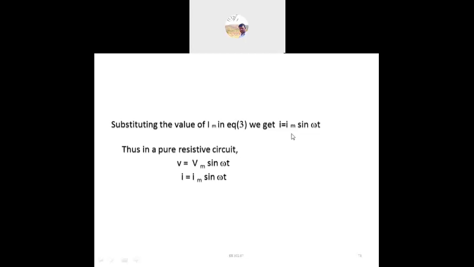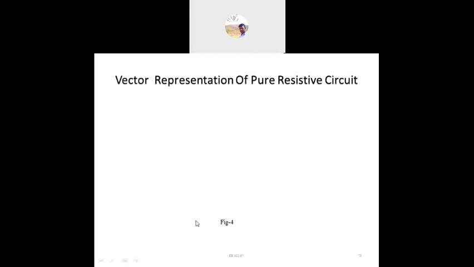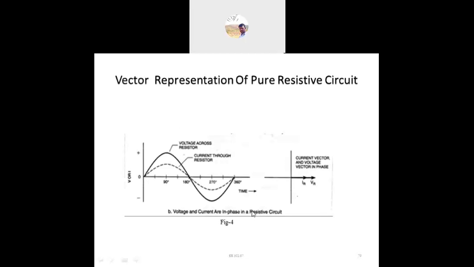So for a pure resistive circuit, the voltage is equal to Vm sin omega t, then i is equal to Im sin omega t. For the pure resistor, this is the vector representation. So this is called in phase.